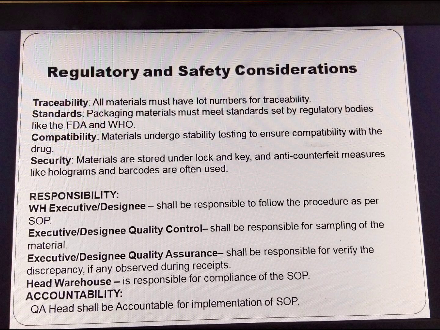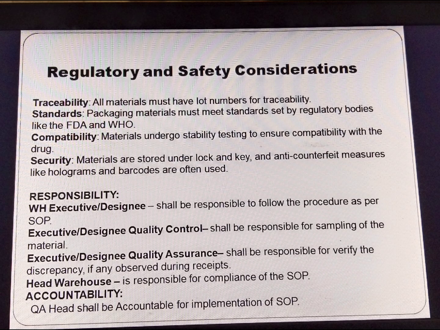Regulatory and safety considerations. Traceability: all material must have lot numbers for traceability. Standards: packing material must meet standards set by regulatory bodies like the FDA and WHO. Compatibility: materials undergo stability testing to ensure compatibility with the drug. Security: materials are stored under lock and key, and anti-counterfeit measures like holograms and barcodes are often used.